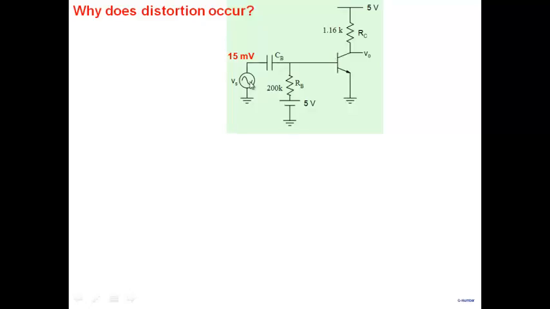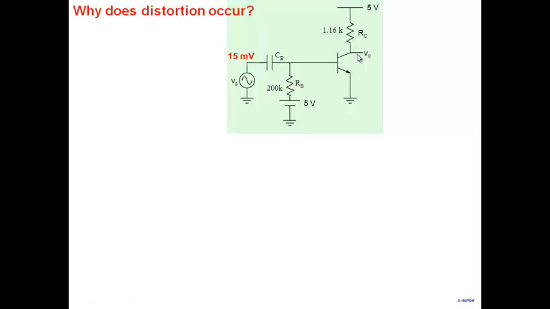Distortion is coming, this is a pure sinusoid, but this is a distorted sinusoid. So where is it coming from? At what point does the distortion occur? This signal appears across base emitter. If this is a pure sinusoid, I should get a pure sinusoid between here, no problem. But here I don't get a pure sinusoid. So what happens?